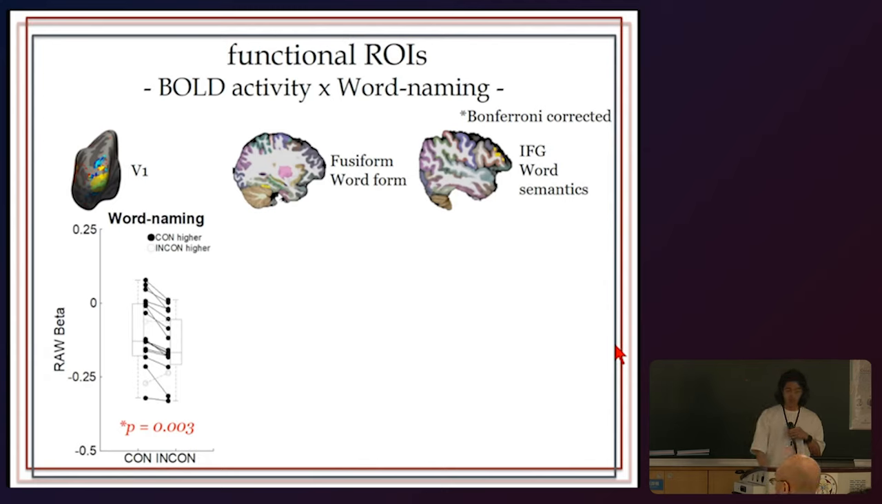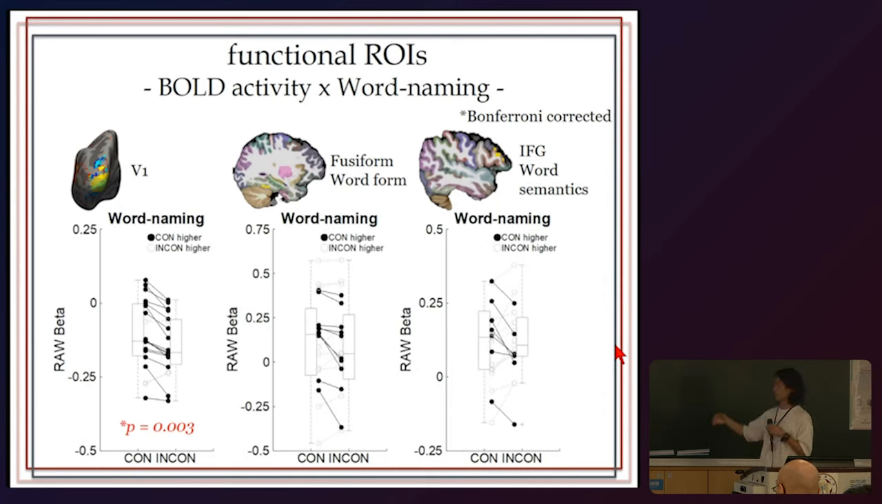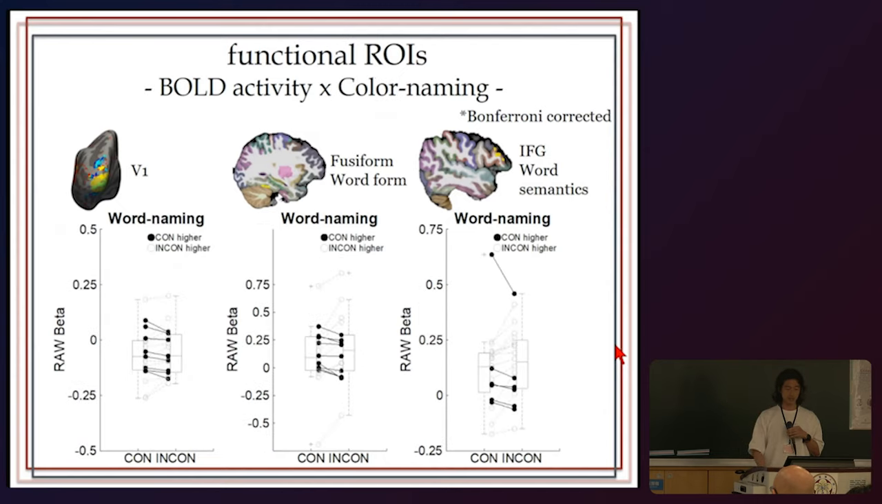As simple as that. We didn't see the same attentional module, we didn't see the same activity change in the higher regions, such as the fusiform area and the inferior frontal gyrus. Right, in the color naming condition, in the previous experiment, we didn't see any effect at all. And that's what we saw in the fMRI data as well. So in lower regions or higher regions, we didn't see any difference between the congruent and incongruent prime target stimulus.